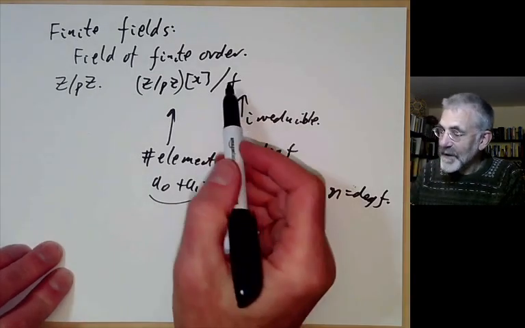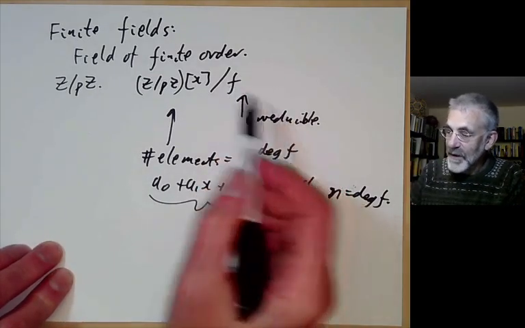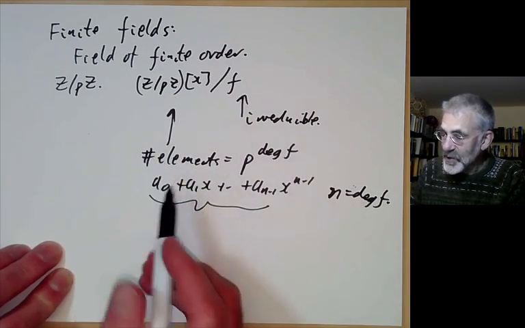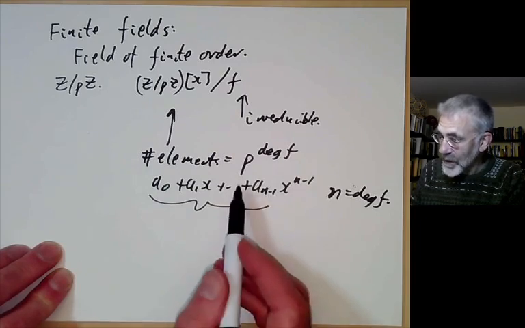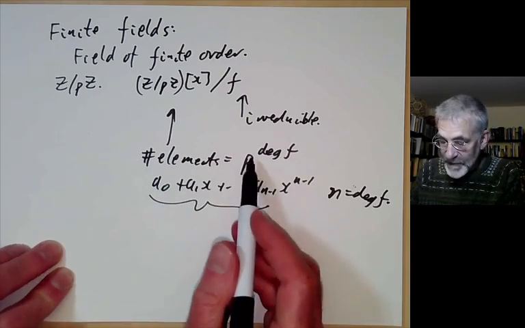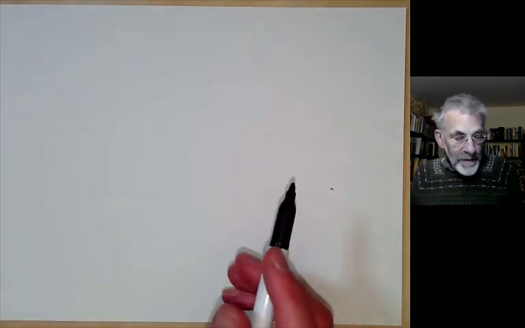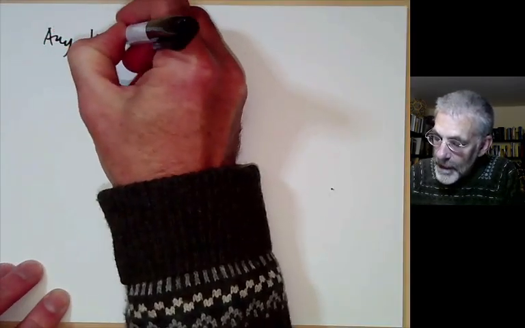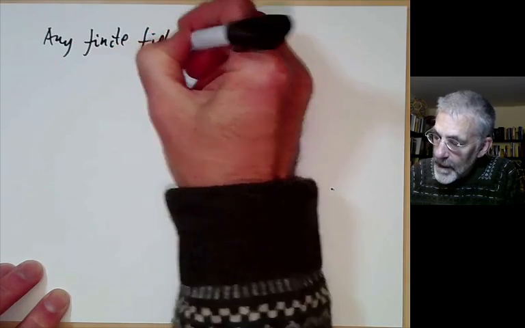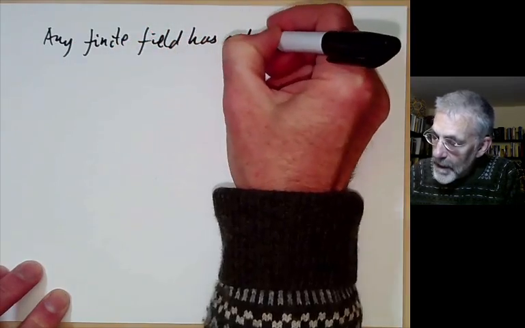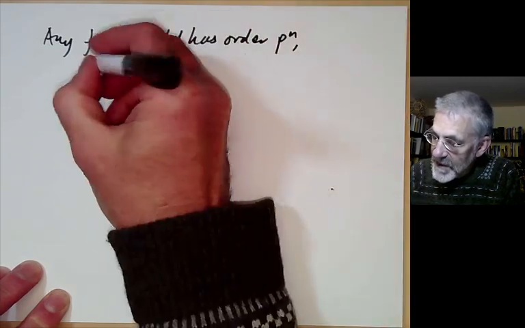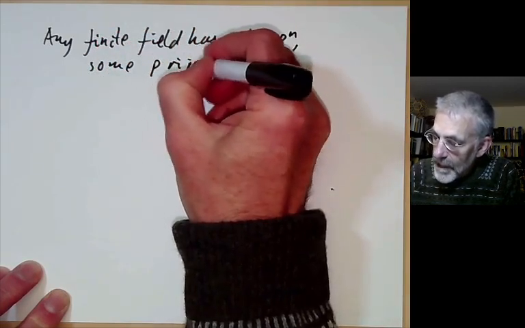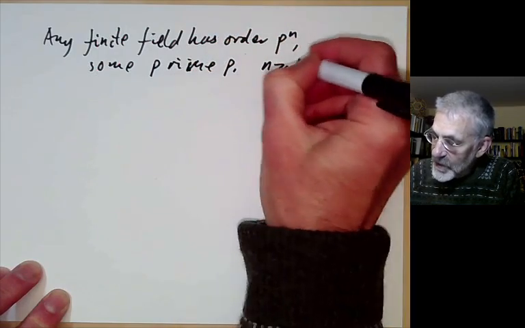So whenever you can find an irreducible polynomial over a finite field of order p of degree n, we've constructed a finite field of order p to the n. Conversely, any finite field has order p to the n for some prime p and some n greater than or equal to 1.